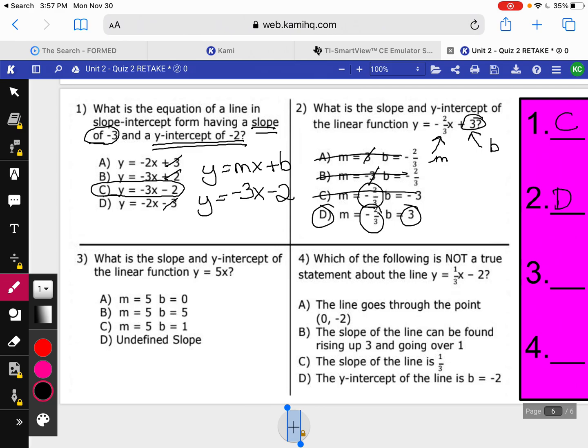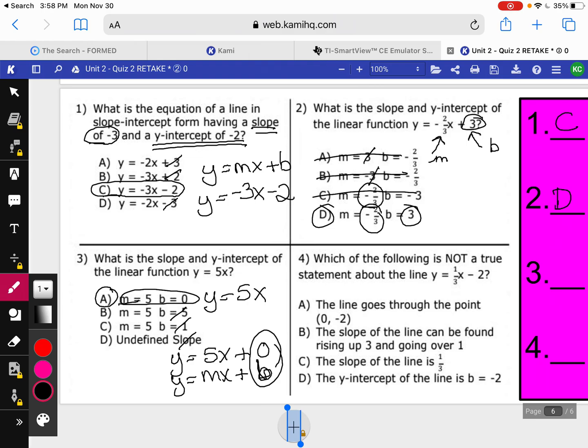Number 3, what is the slope and y-intercept of the linear function y equals 5x? Remember, y equals 5x. There's nothing here, but I know it's +0. Y equals mx plus b. B is 0. Slope is 5. Your answer is A.